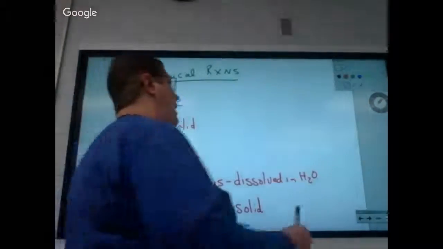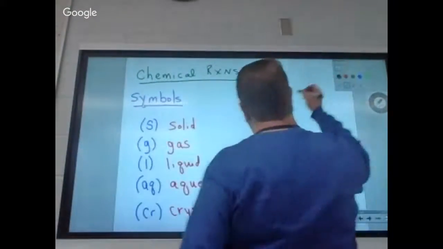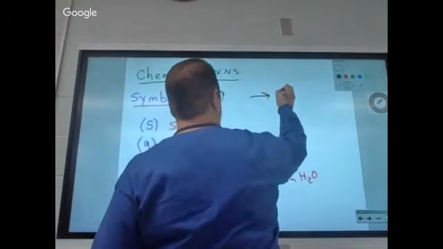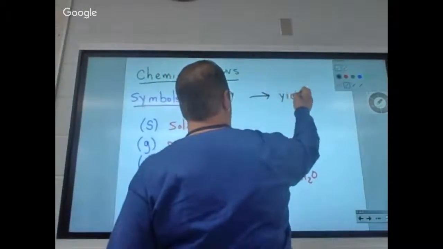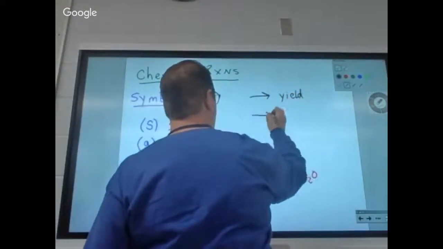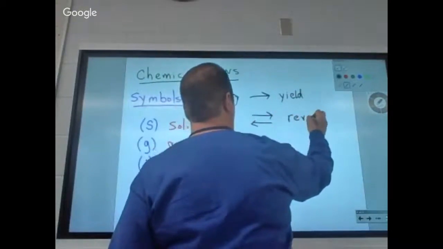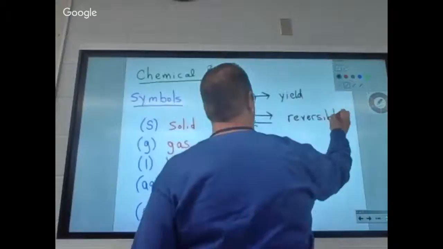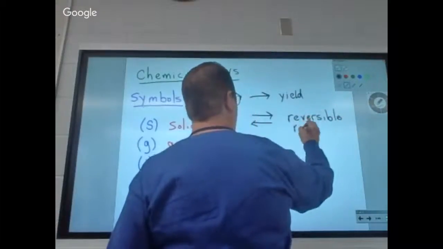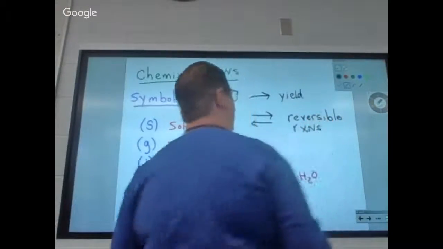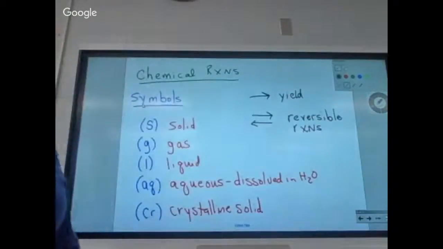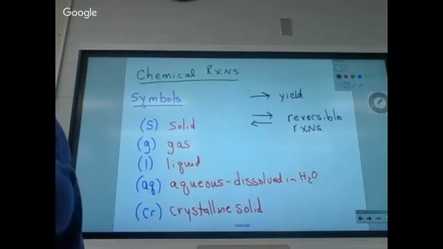Okay. Now, we drew the arrows yesterday. This is a yield sign. Later in the semester, we will have 2 arrows, which stands for reversible reactions. We'll do that when we get to equilibrium, which is a topic most students absolutely despise, but unfortunately you have no way to avoid that.